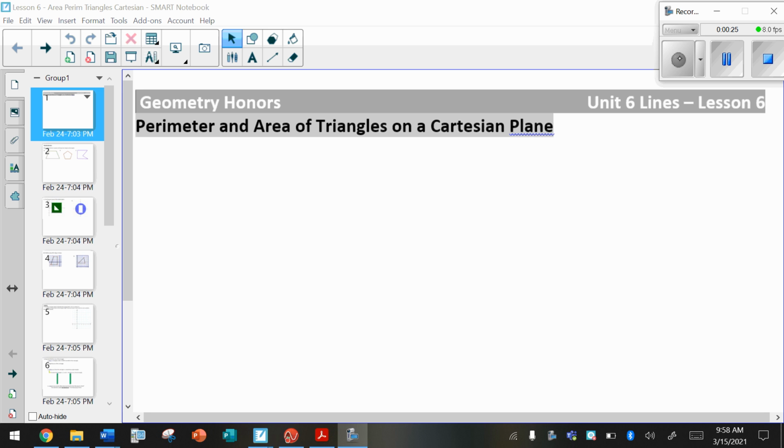Today we're going to do perimeter and area on a Cartesian plane. That means on a graph. So what we're going to do is figure out how to find the area and perimeter of shapes that are drawn on a graph. It's a little bit of a departure from the stuff we've been doing with the equations of lines, but it's still things on a graph. So we thought this would be a good place to put it in our units.